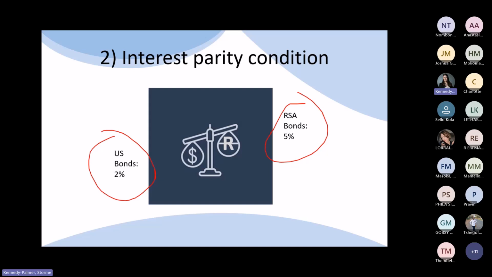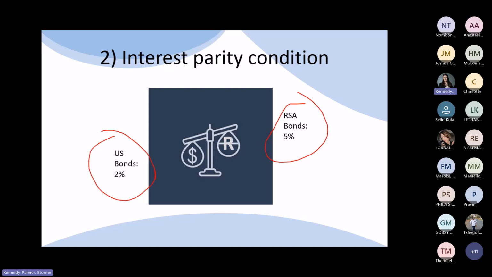So if South Africa offers 5% on bonds, while the USA offers 2%, then if the Rand depreciates by more than 3%, US bonds become more attractive despite their lower interest rate.